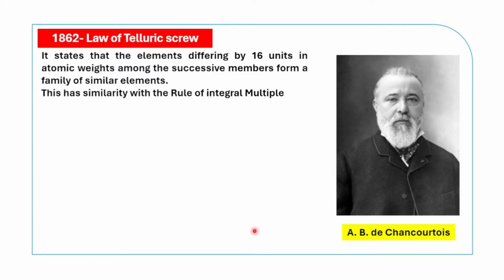Next, in 1862, law of Telluric screw came. It states that the elements differing by 16 units in atomic weights among the successive members form a family of similar elements. So this has similarity with the rule of integral multiple. In the integral multiple, it was said that the atomic weight difference is a multiple of 8. And now here it is saying that the atomic weight difference is by units of 16, which is also a multiple of 8.